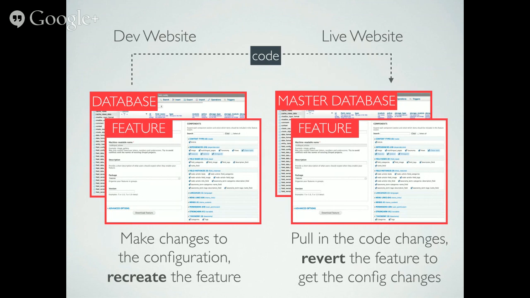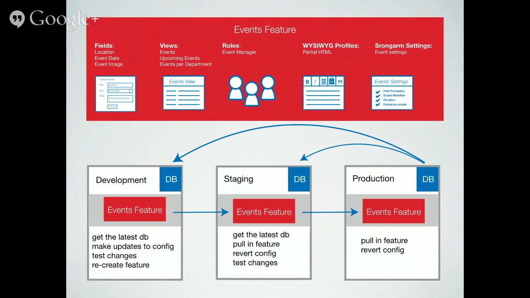It's really important. So to look at a diagram for a more sophisticated environment here, we have an events feature, and we have our database on our development, staging, and production servers. And the feature itself, you're going to be committing the changes and pushing that and pulling in the changes on staging and production. And then the database, always from production, is going to be pushed back to staging and development.